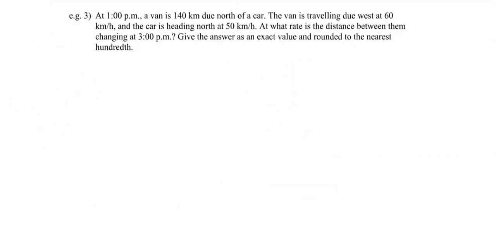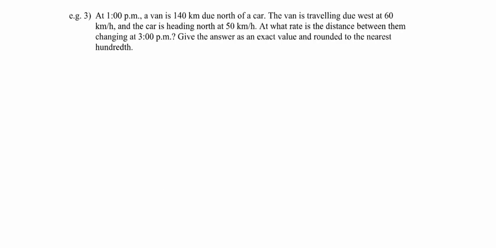Okay, another classic one. At 1 p.m. a van is 140 kilometers due north of a car. The van is traveling due west at 60 kilometers an hour, and the car is heading north at 50 kilometers an hour. At what rate is the distance between them changing at 3 p.m.? Give the answer as an exact value and then round to the nearest 100. Okay, so let's figure out what's happening here.